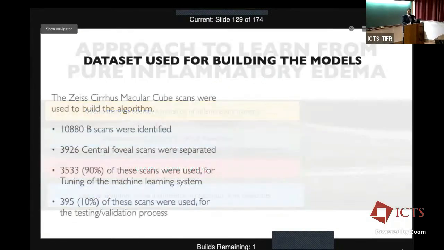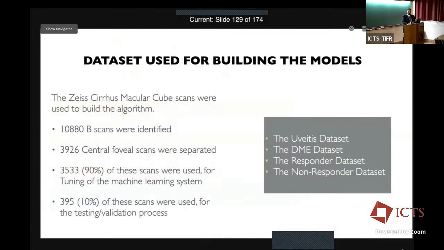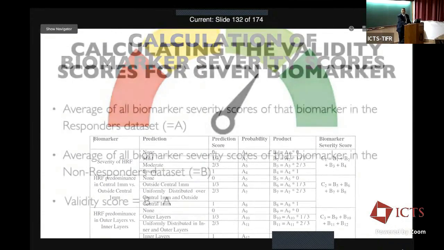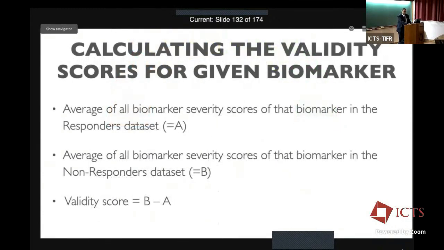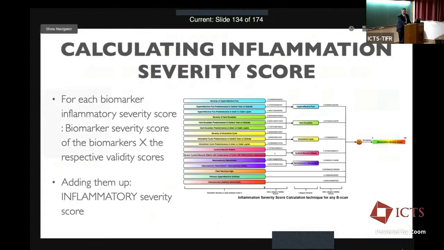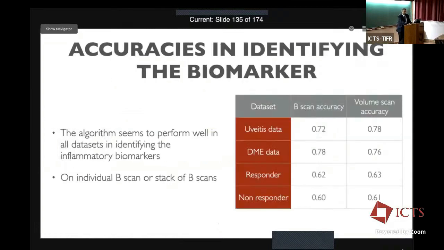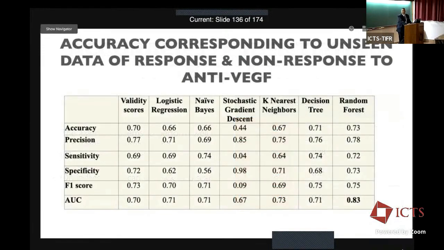So for this, we had these four data sets: the uveitic, diabetic macular edema, responder and non-responder. And we had the grading platform. I'll not go into detail, but we found what are called these biomarker severity scores. And then finally had a thresholding to divide them into responder and non-responder. These are the performance of this algorithm.